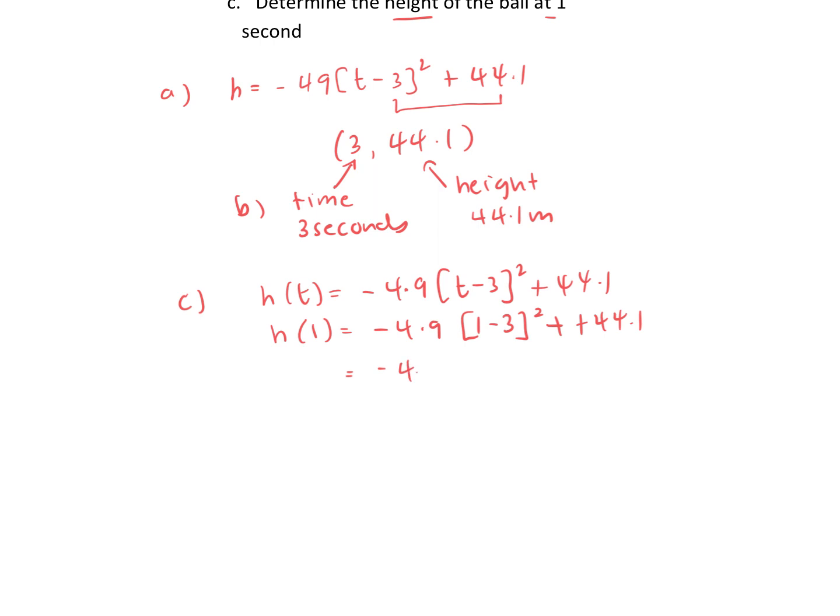So order of operations says do the bracket first and the exponent. So 1 minus 3 is negative 2. Then we're going to do negative 2 squared. So when you put that in your calculator, don't forget to put brackets around it because it's negative 2 times negative 2, which is positive 4. Then we'll do multiplication before addition. So we'll multiply negative 4.9 times 4, which is negative 19.6. And then finally we will add 44.1.